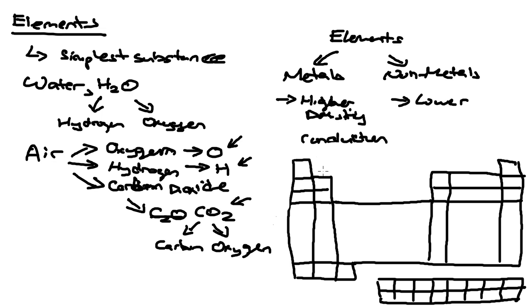So there are a couple of ways to read this periodic table. First, we have something called groups. Groups are the columns on the periodic table, that means from up to down. So this entire column is group 1. You have group 2, group 3, all the way up to group 7.